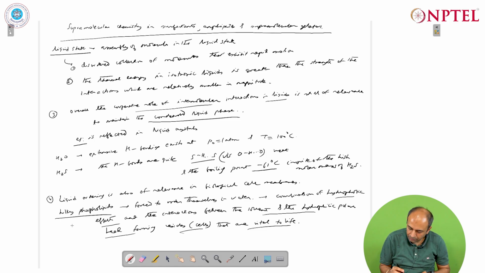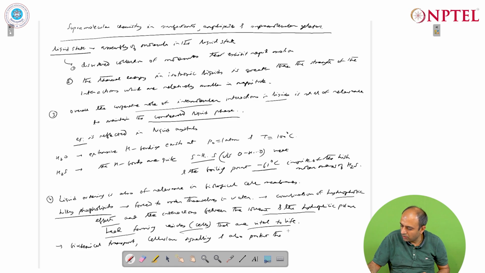And for example, these are involved, and we have already seen they play a very important role in biochemical transport, cellular signaling, and also protect the sensitive intracellular enzymes.